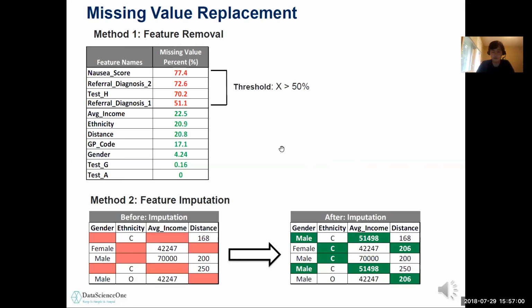because even if you imputed them, it's not going to add any meaningful result or value. On the second method, we're going to use a feature imputation technique using a measure of central tendency, such as mean, median, and mode, based on the type of the input feature we have.